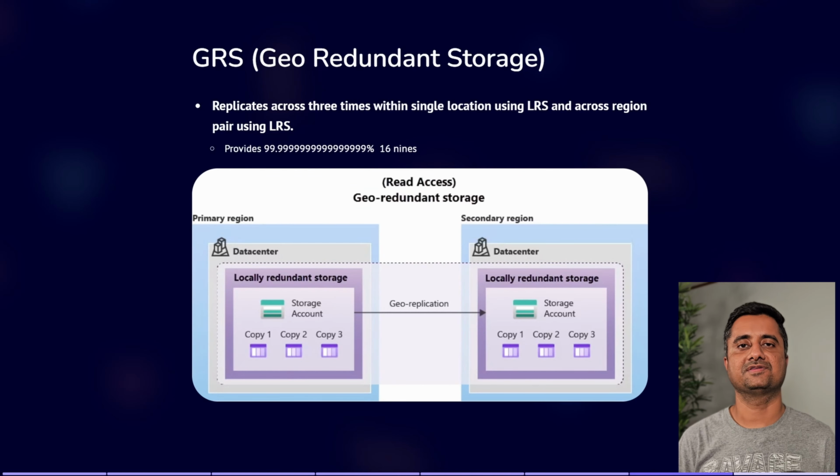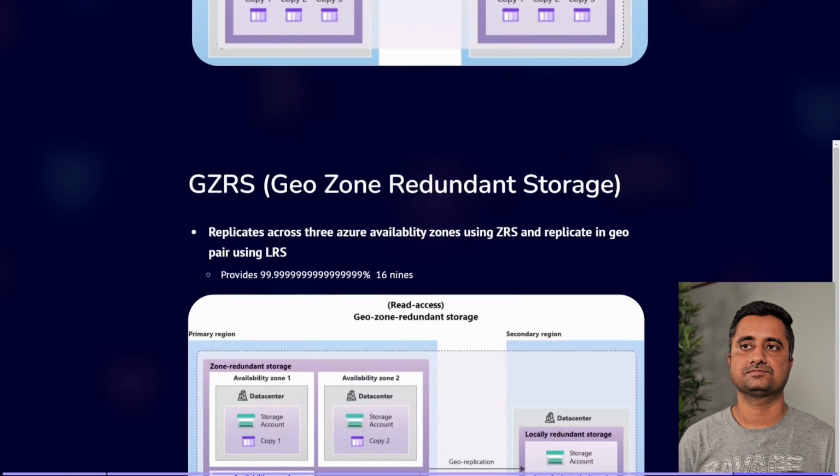GRS replicates 3 times within the same location using LRS, and also uses LRS to copy it within a different region in a geolocation. This gives an availability of 99.99999999999999 (16 nines), which is higher than the previous options that we saw.